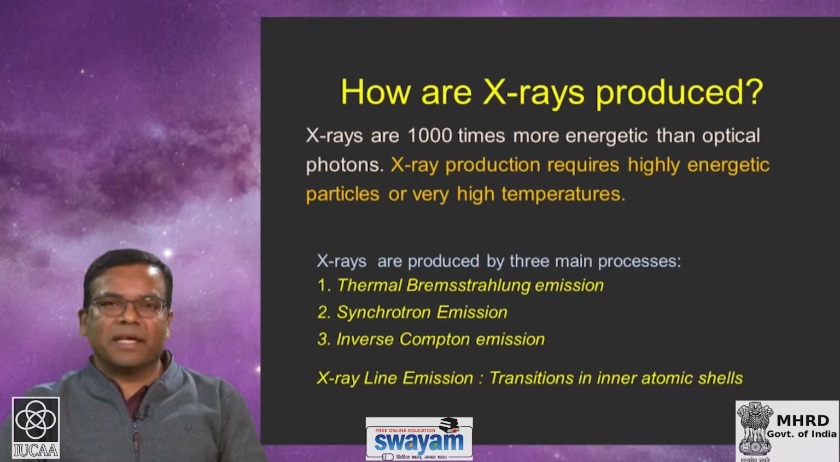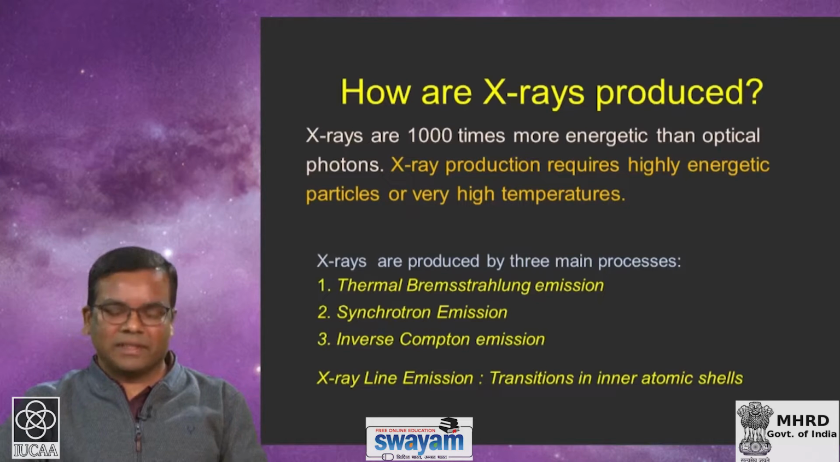How are X-rays produced? As I said, X-rays are 1,000 times more energetic than optical photons. Therefore, X-ray production requires highly energetic particles or very high temperature. In astrophysics, in cosmic settings, X-rays are produced by three main processes. The first is thermal Bremsstrahlung emission, the second is synchrotron emission, and the third is inverse Compton emission. These processes give rise to continuum X-ray radiation. There are also processes which give rise to X-ray line emission, which is essentially due to transitions in inner atomic shells. We will go through each of these processes one by one.